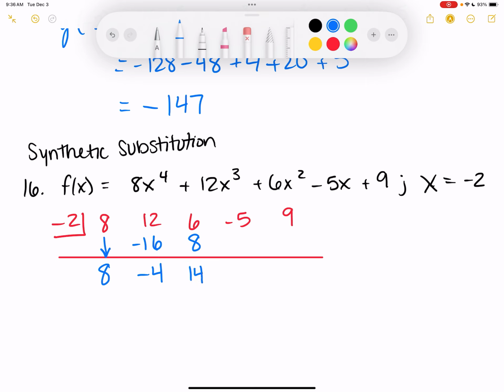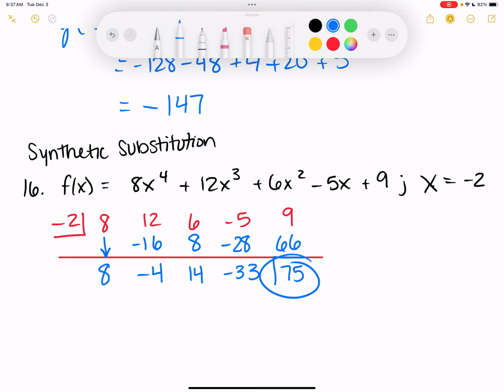14 times negative 2 is negative 28. That goes underneath the negative 5. Negative 28 minus 5 is negative 33. Negative 33 times negative 2 gives me a positive 66, which goes under the 9, and then add it together, and I would get 75. The answer to your problem is 75. Whoa! So I don't need to do the thingy with the numbers? Correct. Either method will get you the same answer.